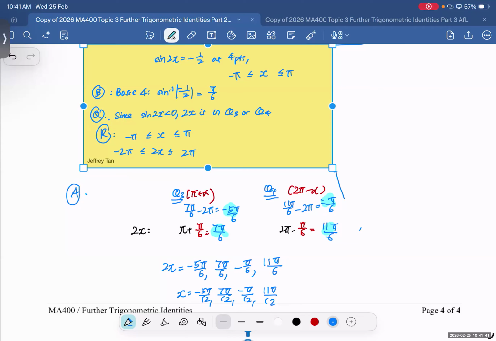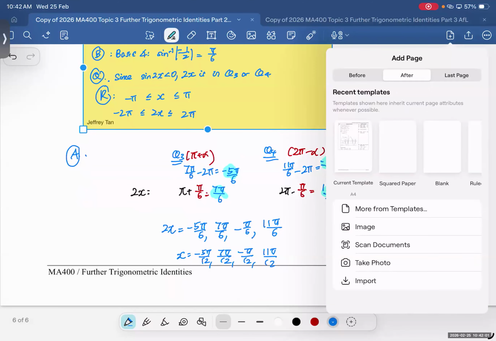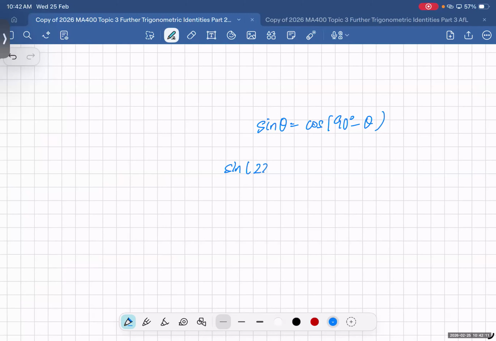Sine 45 equals, yes. What if there's another number? Then you use the sine addition formula, open up everything. That might be one way, or you can do this. In general, sine theta is cosine 90 minus theta. So if you want to change that sine, again, what was it? 225 minus 30. Isn't this just sine 195?